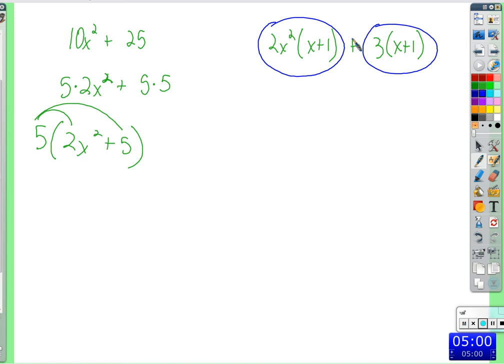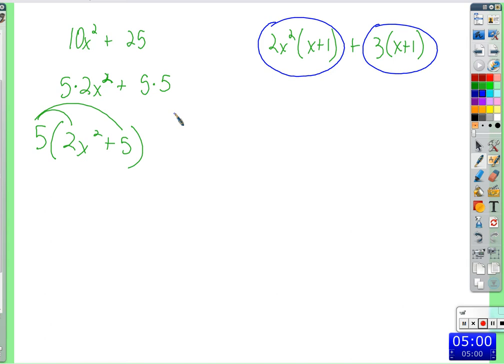We're looking for common factors. Right? What does it mean to be a factor? It means that you are multiplied by some other stuff. So you see how we have this 5 times 2x squared and this 5 times 5, they have a common factor of 5. So do you see anything in those two terms that they're both being multiplied by? x plus 1.